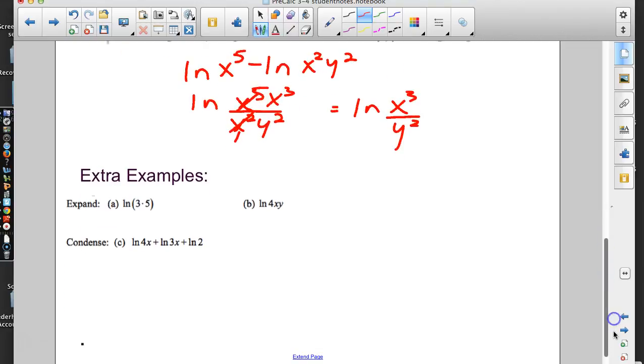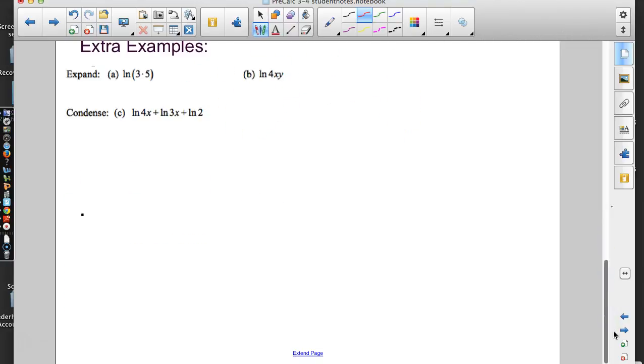All right, three examples down here. How are you going to write natural log of 3 times 5? Nope. They want us to separate this using properties. Plus, yep, multiplication is addition in logarithm language. B needs to be expanded. How? Lots of addition. We've got everything being multiplied there, so that's going to be addition.